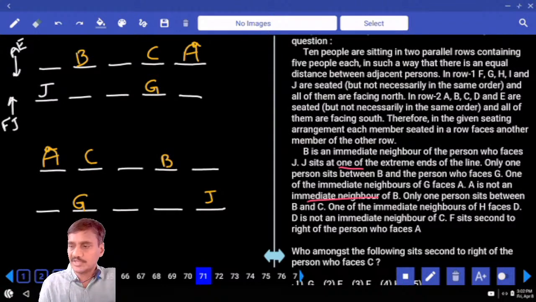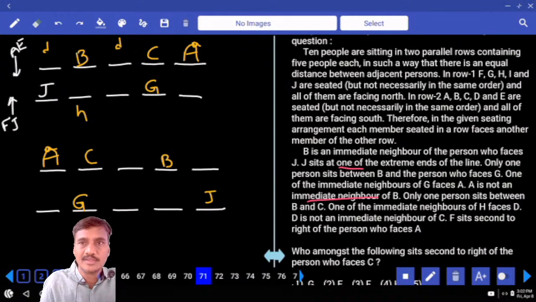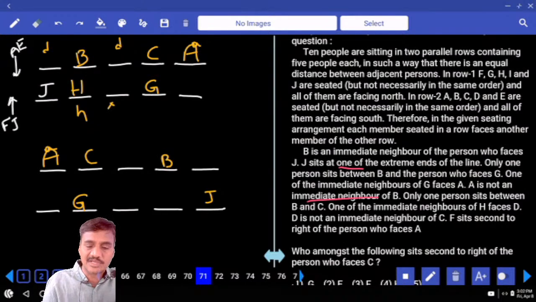And one of the immediate neighbors of H faces D. Now if D is here, one of the immediate neighbors H can be here. Or if H is here, D can be here. There are two possibilities. H cannot be at this place, and H cannot be here. Hence, what is the place for H? H is here and D is here.